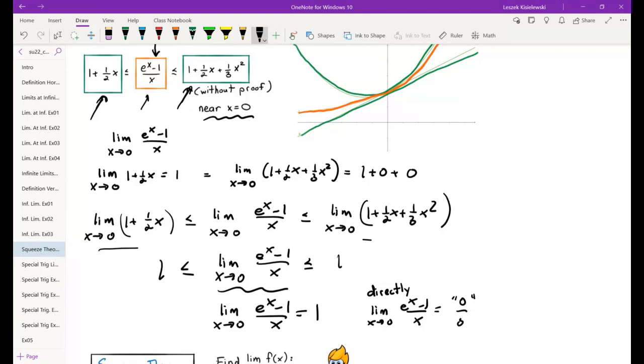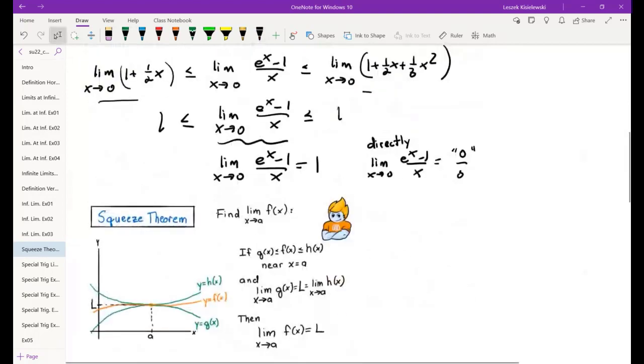Some limits don't exist. Somebody asks, do we always have a limit for all functions? No. Sometimes the limit doesn't exist. Okay.